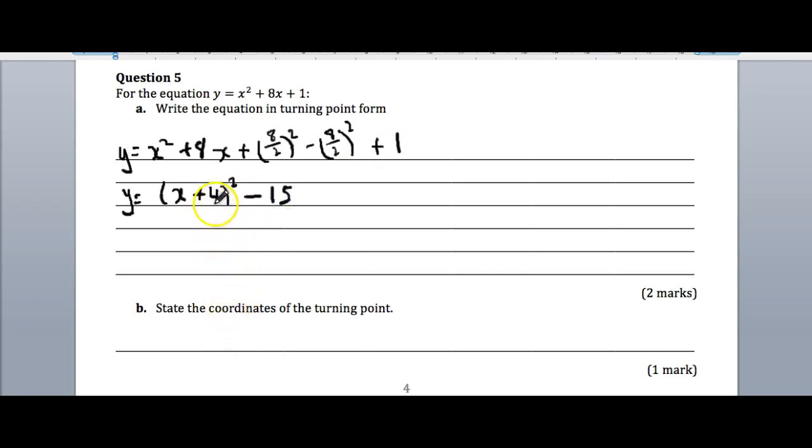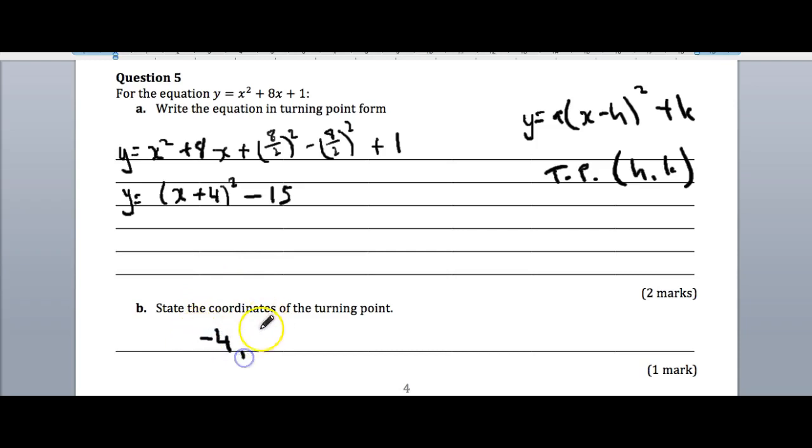State the coordinates of the turning point. So remember, turning point form is y equals a(x minus h) squared plus k, and your turning point is (h, k). So the value of h here, because it's a positive, is negative 4, and k is negative 15. And if you want to check your turning point, you can use this formula, negative b over 2a, which would be negative 8 over 2, which is negative 4, and then you could substitute negative 4 into here and you should get negative 15. So just another way of doing it if you couldn't complete the square.